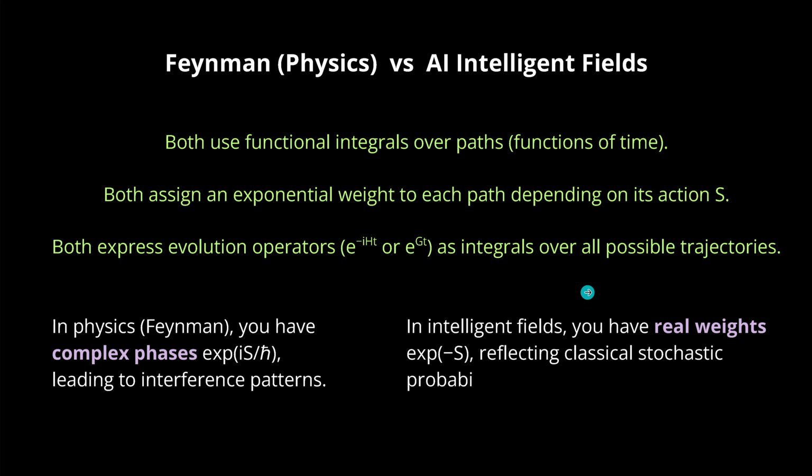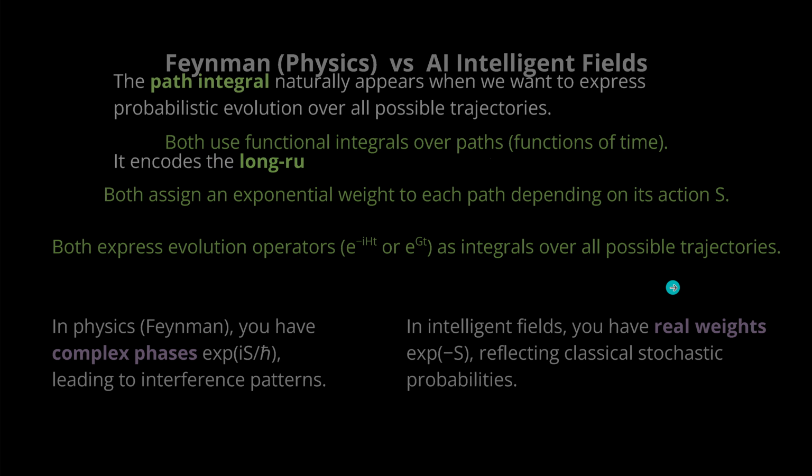But here now in our intelligent fields, because we are so simple in our first approach for AI, quantum AI, we still operate with real weights here. And this reflects a classical stochastic probability theory. No problem, I have ideas. But for the moment we stick with this simplification. So you see, it's not there yet, but we are on the right way to finally have a coherence.